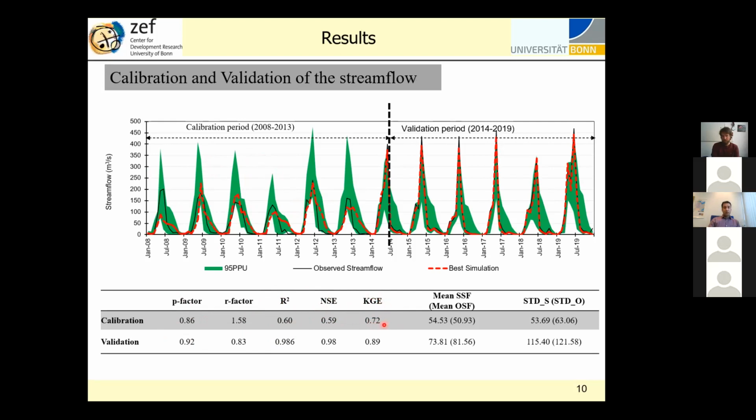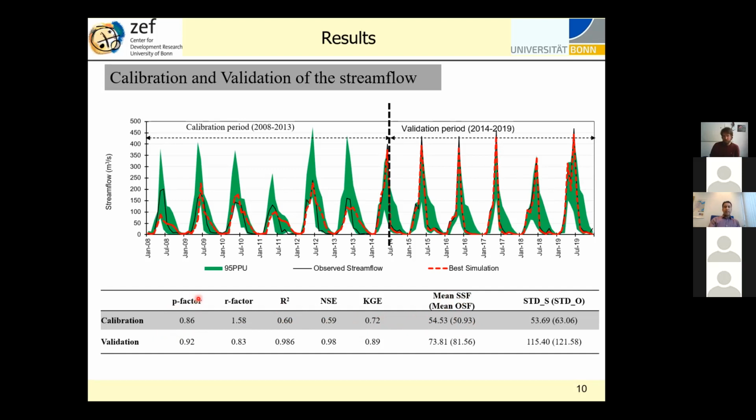The Kling-Gupta efficiency was 72%, and normally above 50 is acceptable based on the literature. For the mean simulated streamflow and mean observed streamflow, look at the closeness. 54 millimeters was the simulated, and 51 millimeters was the observed one, which is extremely close to each other. So the R square value was 0.6.